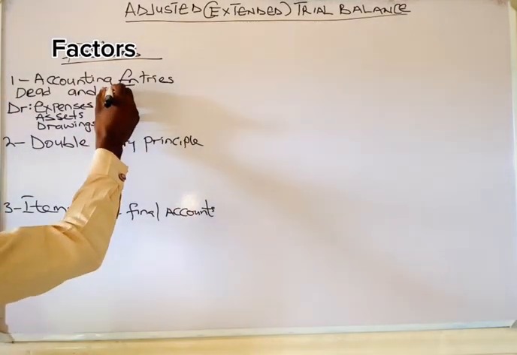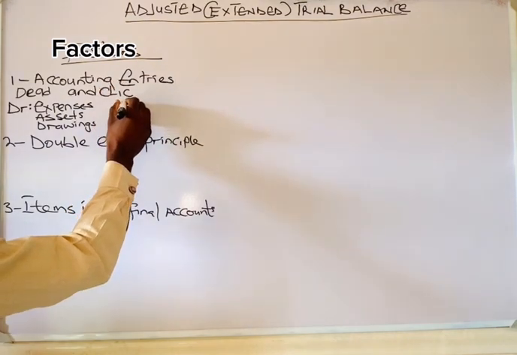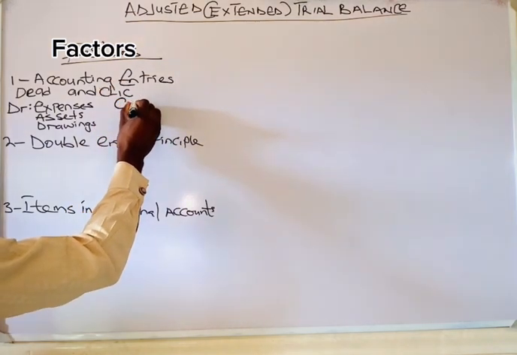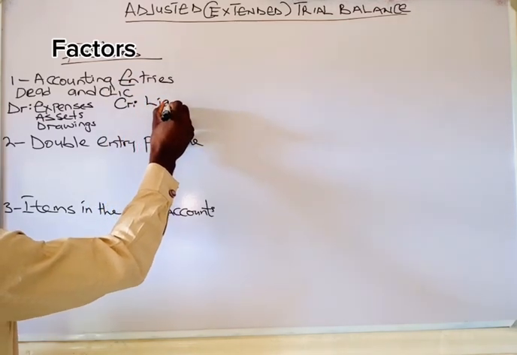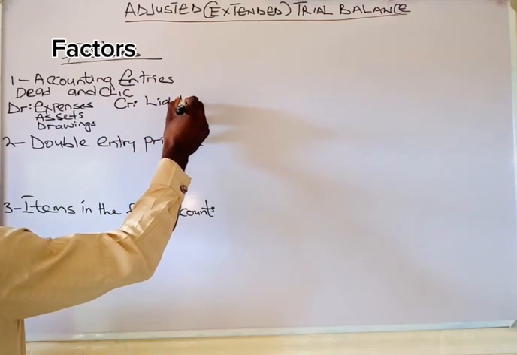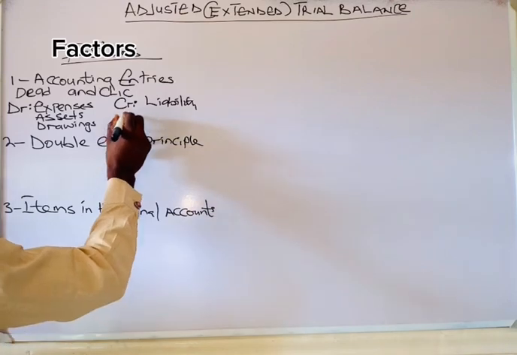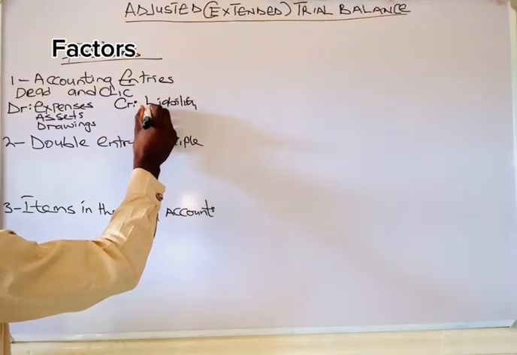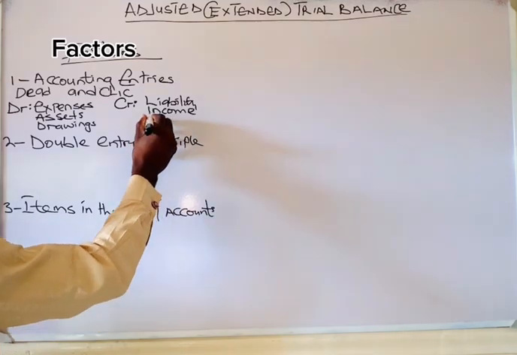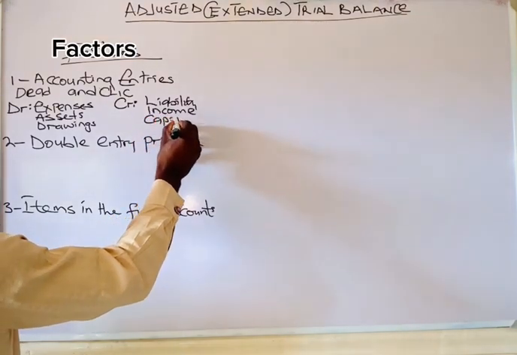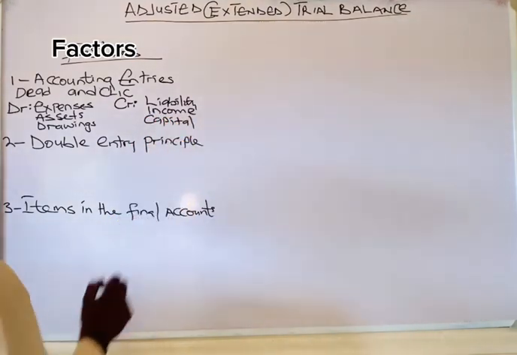And the second acronym is CLICK. That is, your C is credit, you credit your liability, you credit your income, and you credit your capital. Please take note of this.